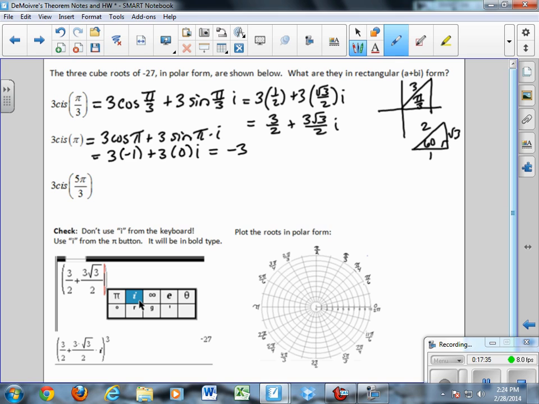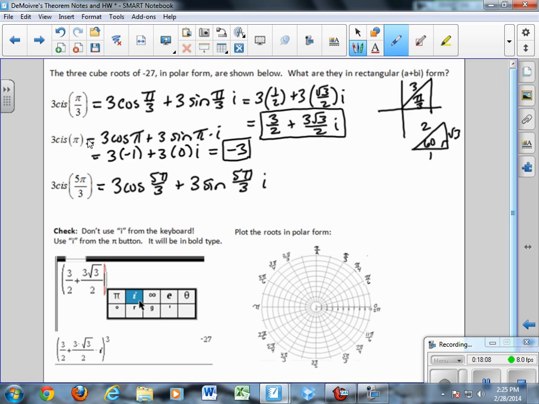And then the third root, I expand saying 3 cosine of 5 pi over 3 plus 3 sine of 5 pi over 3 i. And hopefully you remember a little bit of trig, enough to remember that this has the same reference angle, but it's in a different quadrant. So this is still a pi over 3. I'm still going to get 1/2 for cosine, square root of 3 over 2 for sine.